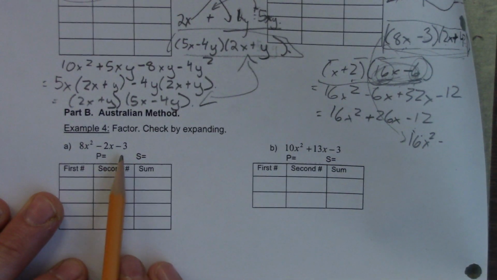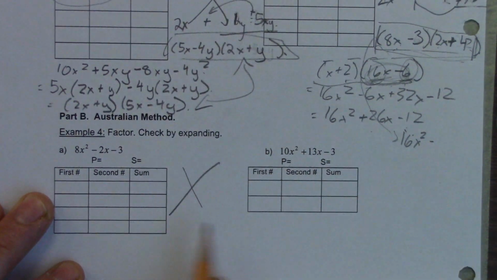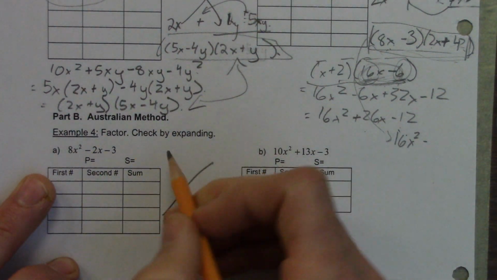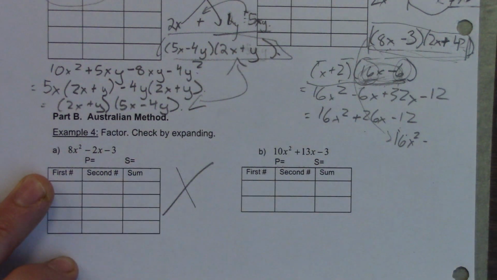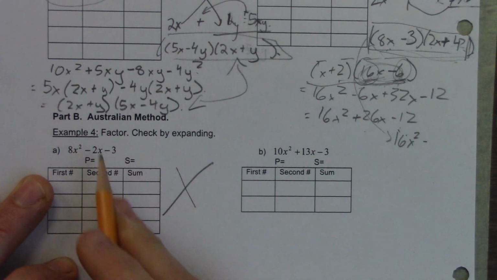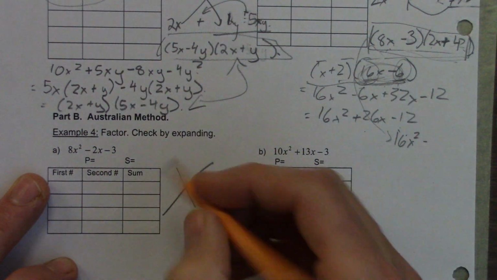All right, we got 2 more. 8x squared minus 2x minus 3. Okay, let's do it. Our crisscross method. Check by expanding. I don't know what the Australian method is. I don't see how it differs from this.